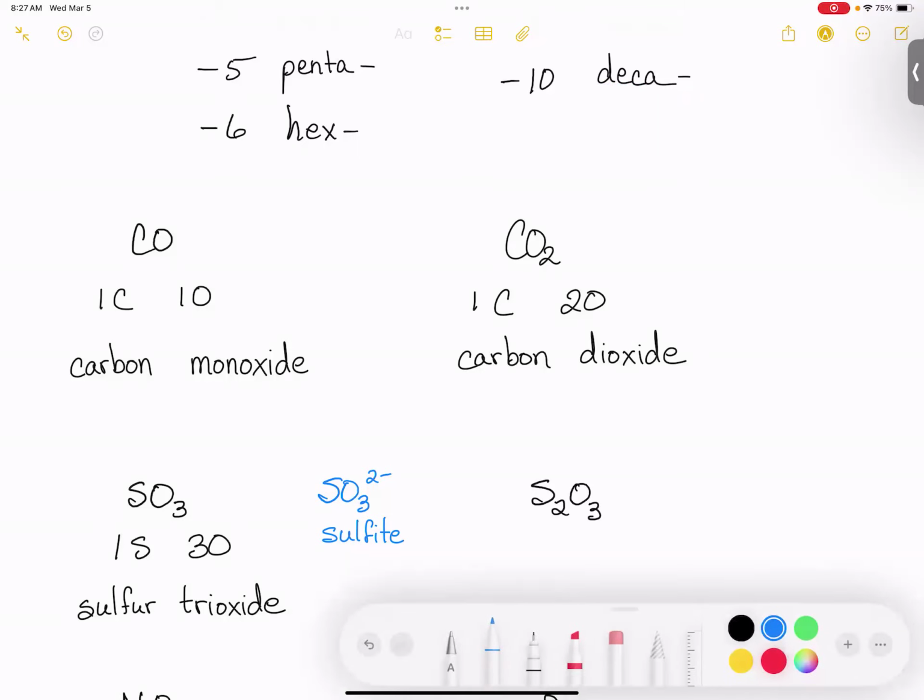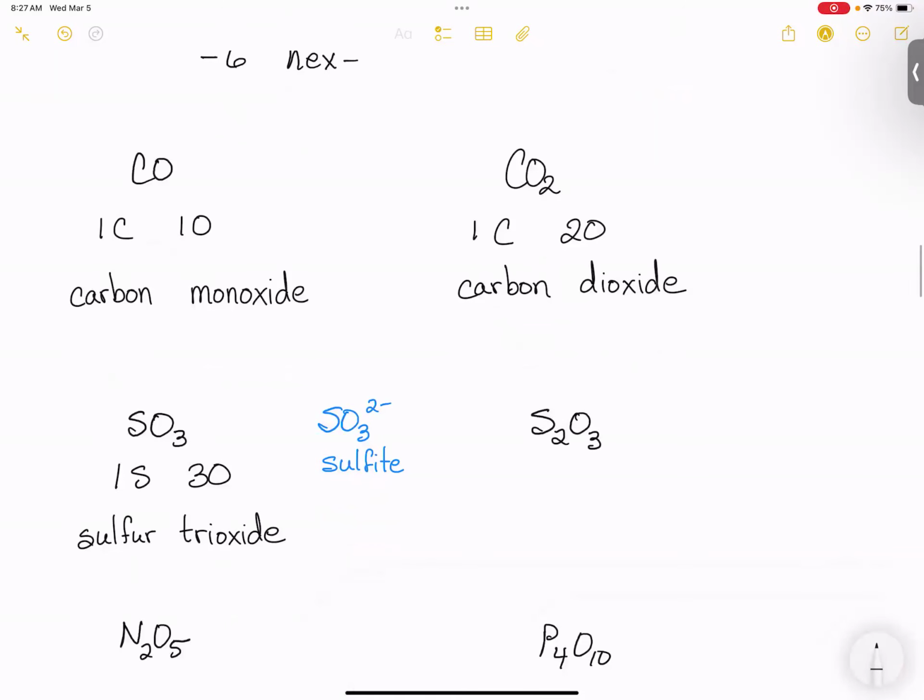Okay, the next compound has 2 sulfurs and 3 oxygens. The prefix for 2 is di. So this is disulfur. And the prefix for 3 is tri. So this is trioxide. So S2O3 is disulfur trioxide.